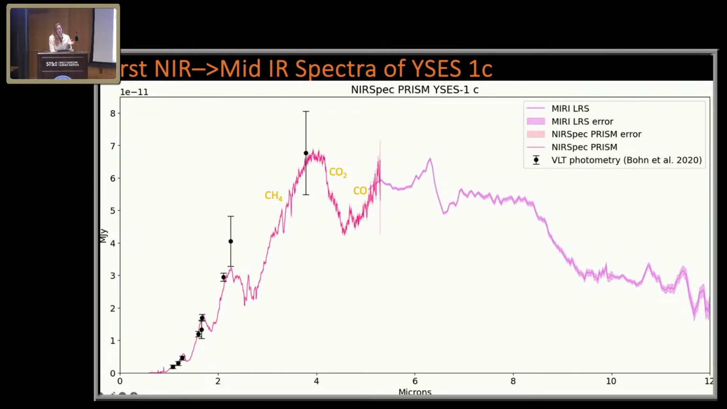Now, the exciting part is going to be our MIRI LRS spectrum. So the error bars are also plotted here, but you see this feature around 8 to 10 microns is the first detection of silicate clouds in an exoplanet around a sun-like star. So it's absolutely incredible. We saw it in VHS, but this is a similar feature. We're still trying to figure out exactly what silicates are made of for this object, but it's super exciting to be able to see this.